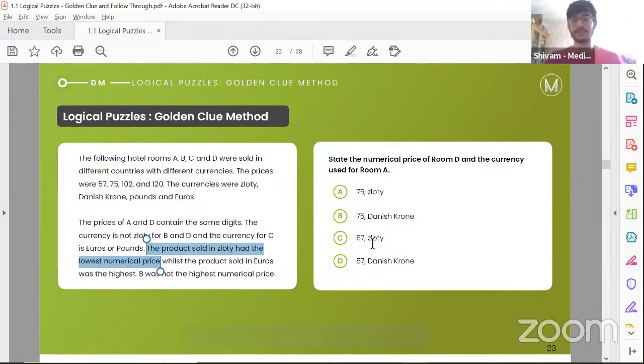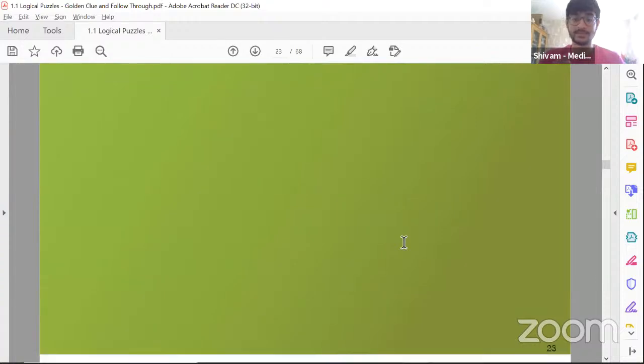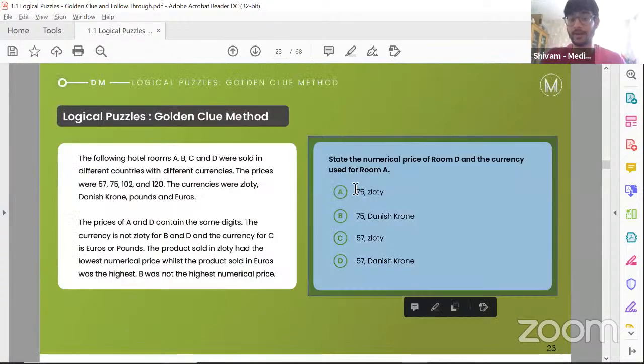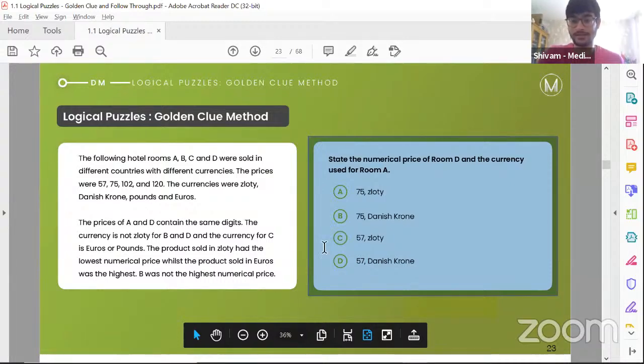So yeah. Perfect. So Mohil, I'm really emphasizing this point here, because if you had 15 seconds on this question, all you had to do was read the golden clue here. The product sold in zloty had the lowest numerical price, and immediately I can get rid of C. So I've just got rid of C straight away. It's completely removed from my brain, and I'm now choosing between A, B, and D. So if I've only got 15 seconds, what I've done there is I've eliminated one, and I've given myself an opportunity to now guesstimate, just guessing from the remaining three. So this is in very, very time restrictive questions, but again, it's better than nothing, isn't it? At least I'm giving myself a better opportunity.